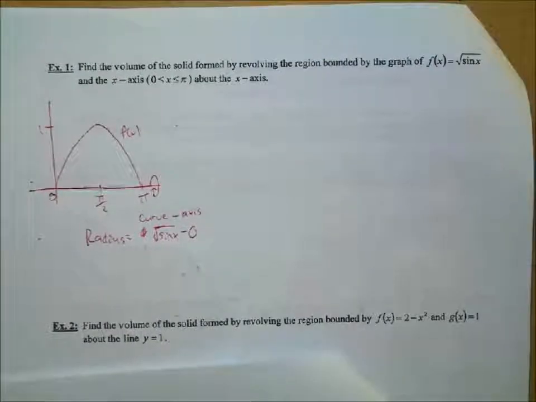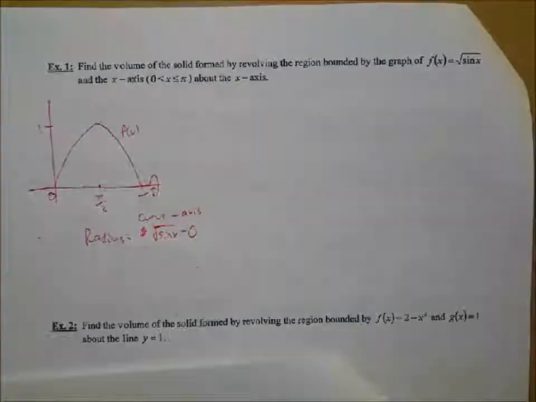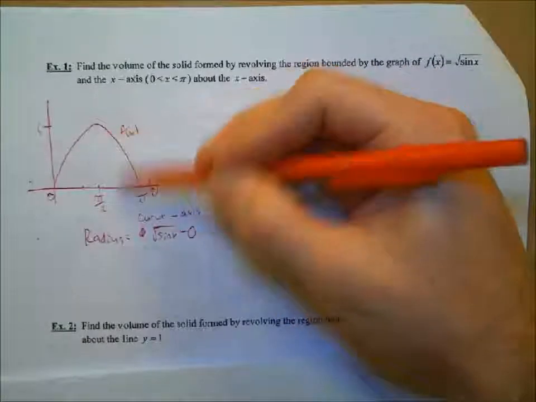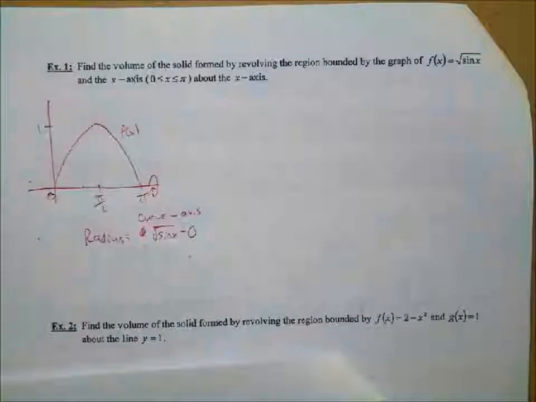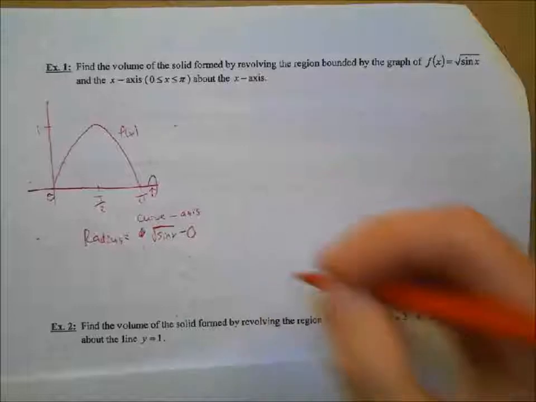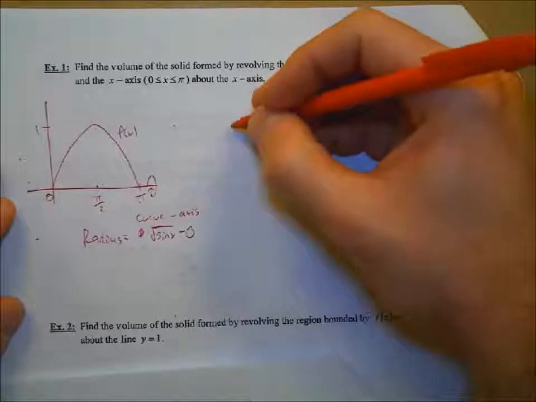Sometimes our axis of revolution won't be the x-axis, and so we'll have to adjust our radius calculation based on that. Here, when the axis of revolution is the x-axis, the curve is the precise distance from the x-axis to the end of our region. So this is our r of x right there. And so we'll take that and write the volume.